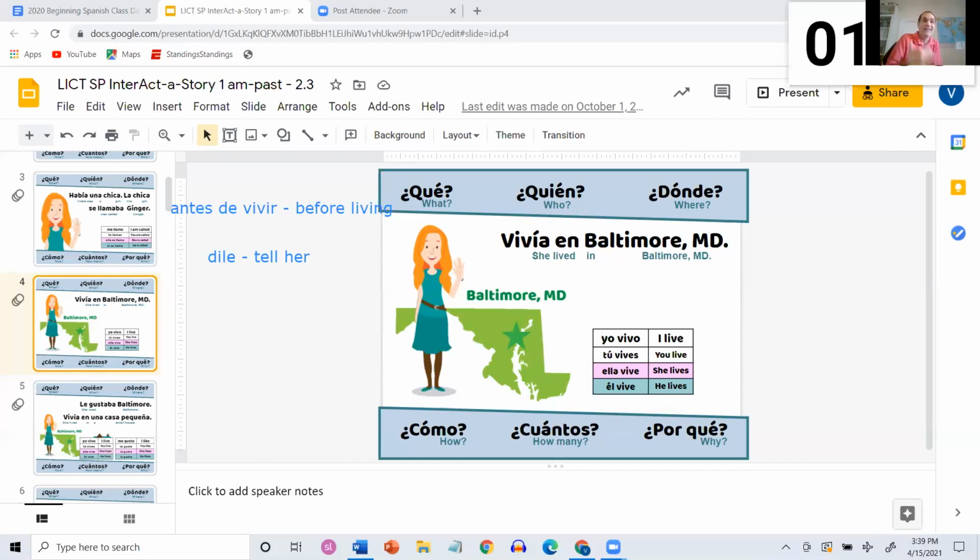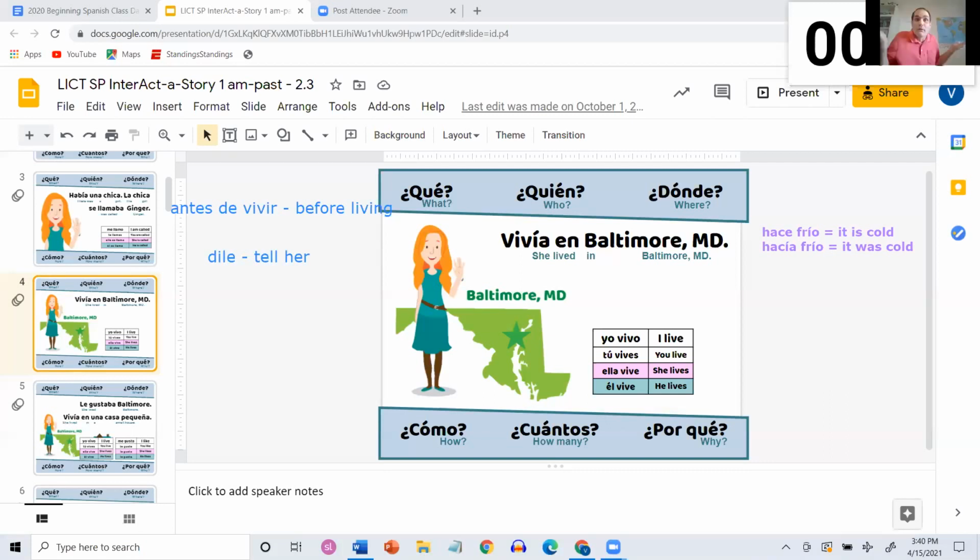Ginger vivía en Baltimore. Antes de vivir en Baltimore, ella vivía en Dakota del Sur. A ella le gustaba vivir ahí porque hacía frío y a Ginger le gustaba el frío. A mí no me gusta el frío. A Ginger sí le gustaba el frío. Joe, ahora él vive en Dallas y antes de Dallas él vivía en Hawai y a Joe le gustaba vivir allí. A Joe le gustaba. Le gustaba Hawái.